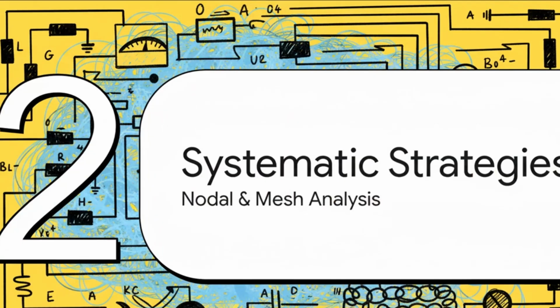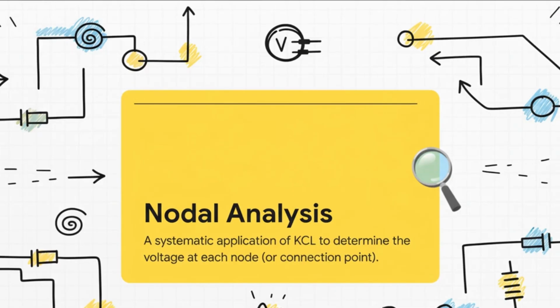Okay, so with those two golden rules in our back pocket, now we can build some more powerful systematic strategies. See, instead of just applying the rules kind of randomly and hoping for the best, we can use these really organized methods to solve complex circuits super efficiently. And they build directly on KCL and KVL. First up is nodal analysis. This method basically takes Kirchhoff's current law and applies it very systematically to every important connection point or node in the circuit. The entire goal here is to figure out the voltage at each of these nodes, because once you know all the node voltages, you can find pretty much anything else you need to know.